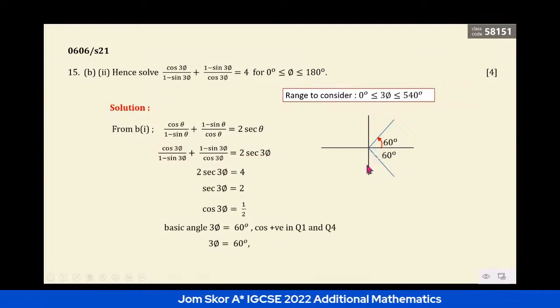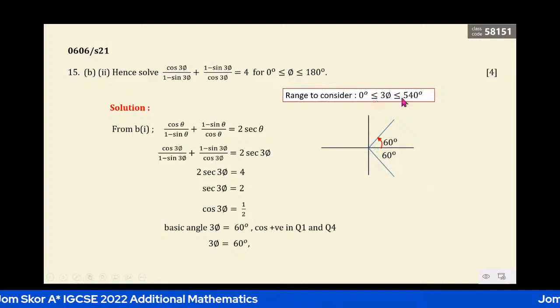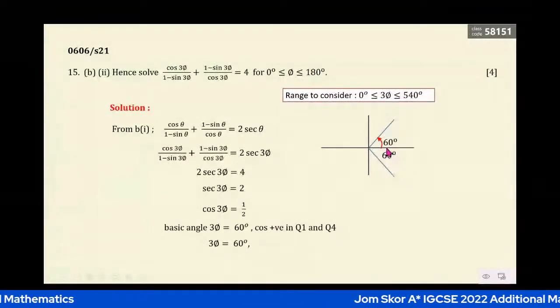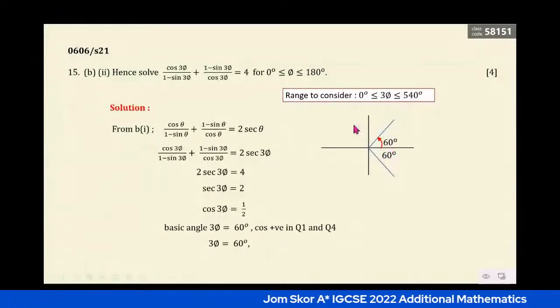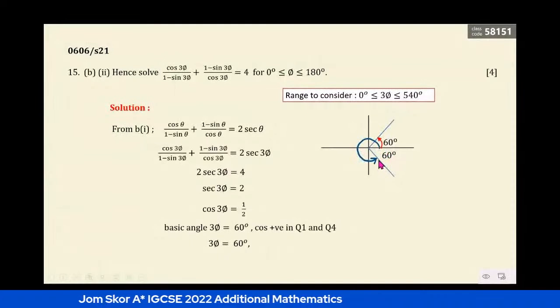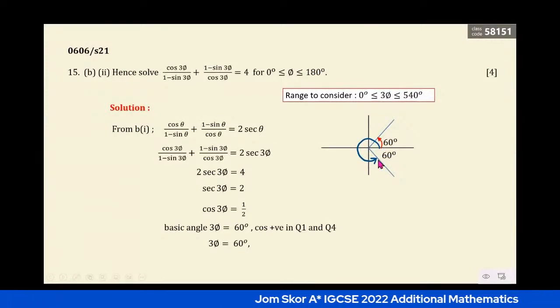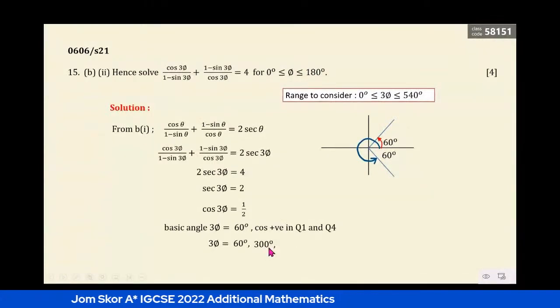Tapi angle yang kita nak cari, because positive angle, sini positif semua. So, ni positif. So, we start the angle from 0 anti-clockwise until this line. So, this line. Okay, so what is this angle? Is actually 360 minus 60, which is 300 degrees.